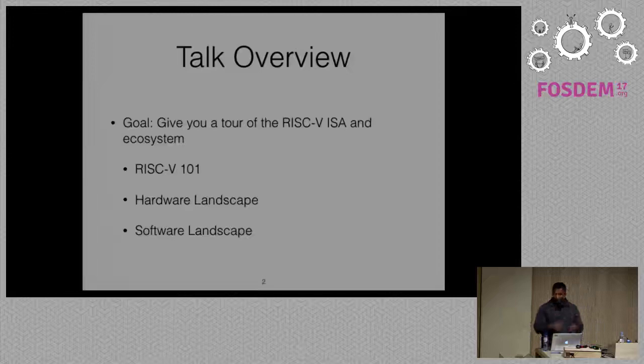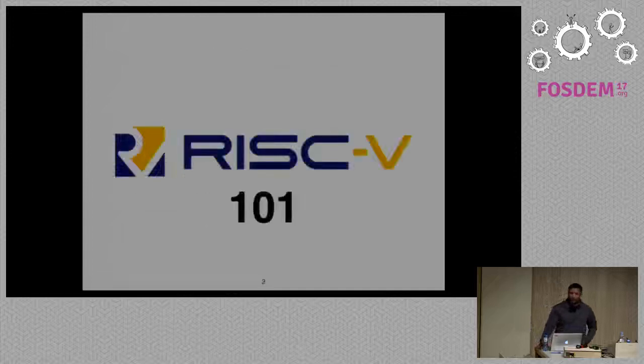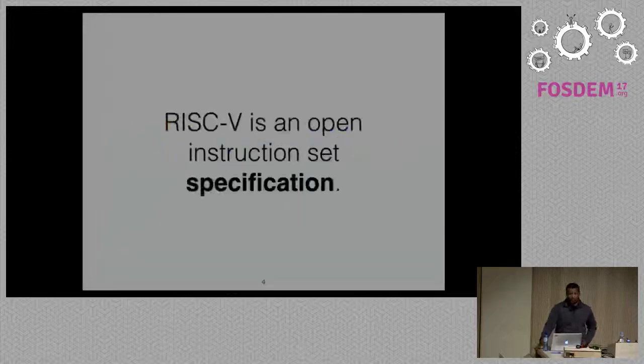So that's the overview of the talk. Give you a little background and then talk about the hardware and software ecosystem. So we'll start off with a little RISC-V 101. So RISC-V is an open instruction set specification. It's an ISA. Some of the other ISAs that you may be familiar with are x86, ARM, Power, Alpha, MIPS. RISC-V, unlike them, is actually an open specification.